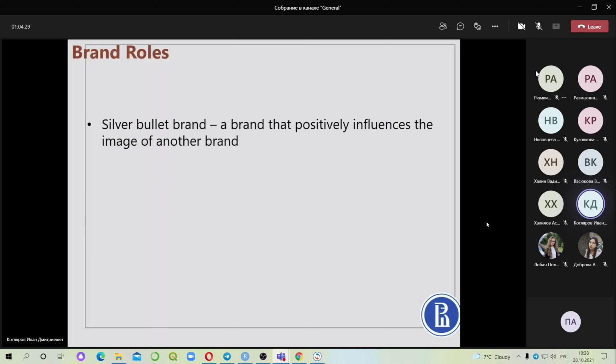Silver Bullet brand, guys. As you see, it is a very popular description of this brand role. It is a brand that positively influences the image of another brand. In our case, it may be a brand which endorses other brands of our company. So it may well be our corporate brand, but still, it is a brand which is used to support other brands.